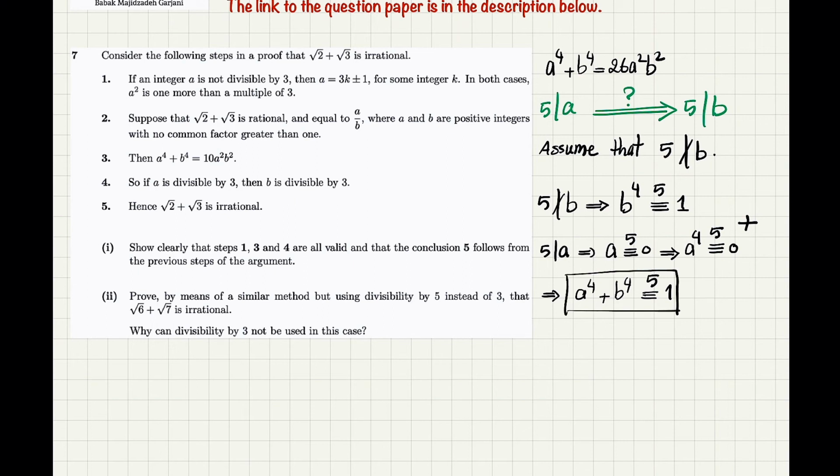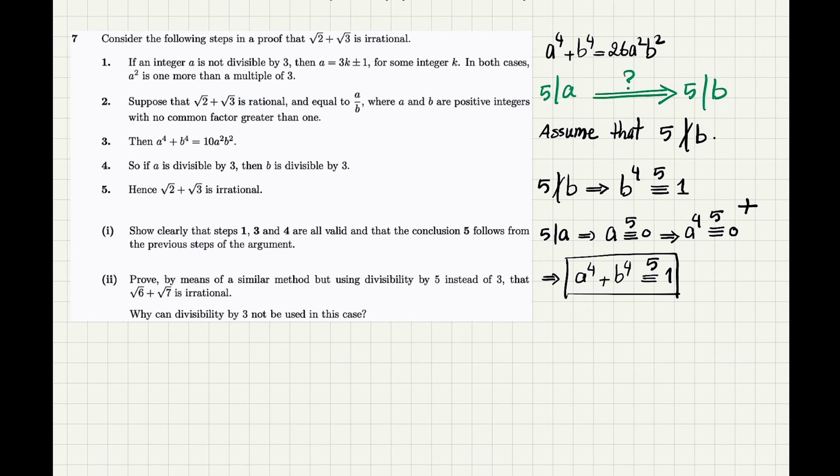On the other hand, because a is congruent to 0 in modulo 5, then I can raise both sides to power 2, and then multiply both sides by 26b squared. Then what I get is this. It becomes 26a squared b squared, and on the right hand side I will have 0 modulo 5. Yes?